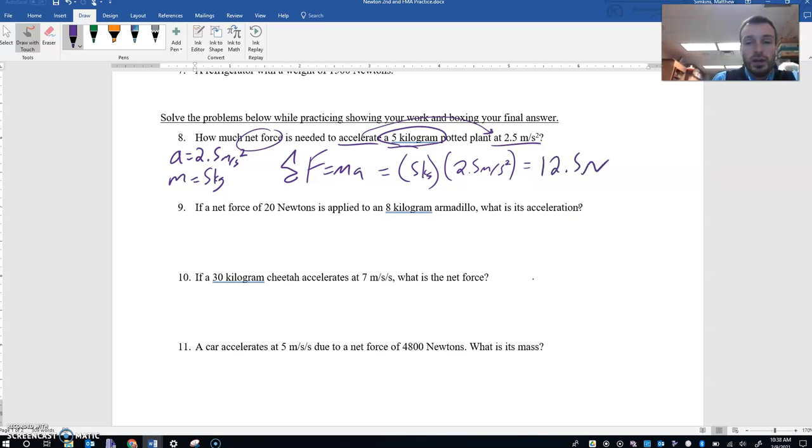Now, the next few questions, this one's asking about acceleration, but you're using the same idea. And look, your list of knowns tells you what to do. 20 newtons, and the mass is 8 kilograms. So of course, you're going to use F equals ma to solve for your acceleration. You just have to divide both sides by the mass at some point. I'll leave the rest of those up to you. It's just plugging in for sigma F equals ma.